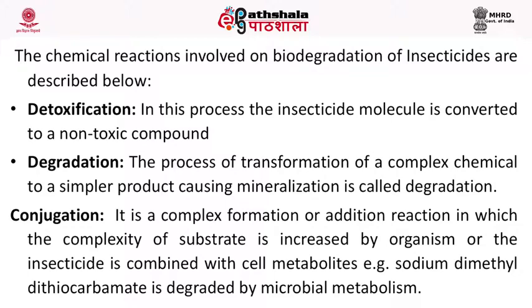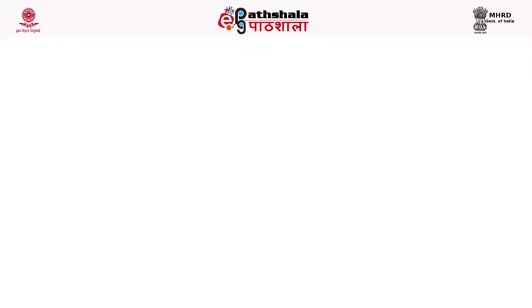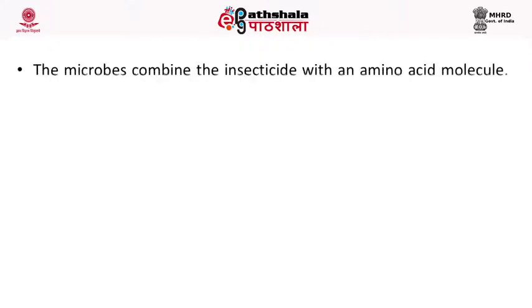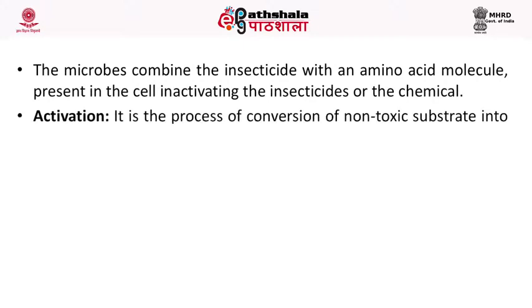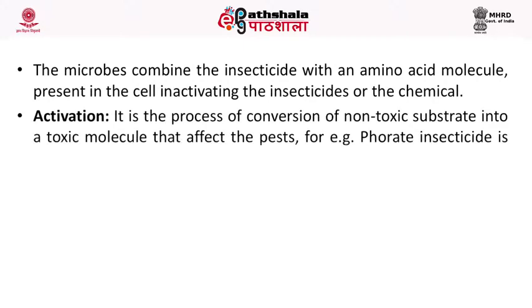Next, conjugation. It is a complex formation or addition reaction in which the complexity of the substrate is increased by organisms, or the insecticide is combined with a cell metabolite. Example, sodium dimethyl dithiocarbamate is degraded by microbial metabolism. The microbes combine the insecticide with an amino acid molecule present in the cell, inactivating the insecticides or the chemicals.